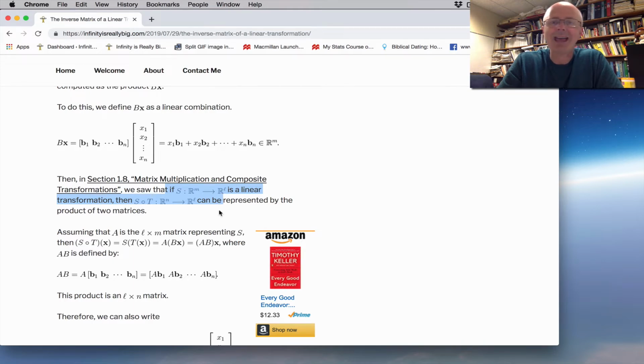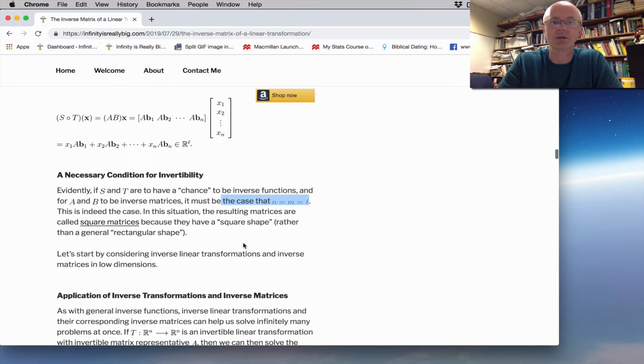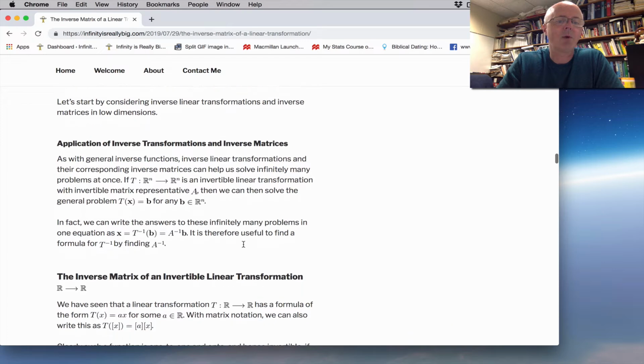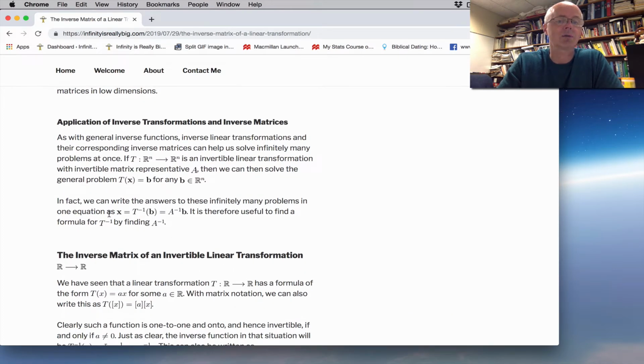M, L, and N all have to equal each other in order for there to be a chance for S and T to be inverse functions and for A and B to be inverse matrices. So as far as the matrices go, we're talking about square matrices, where the number of rows equals the number of columns. Before we get into how to calculate the inverse matrix for an invertible linear transformation, I do mention here the basic application that we'll look at in more detail with some examples: inverse matrices allow you to solve infinitely many problems.